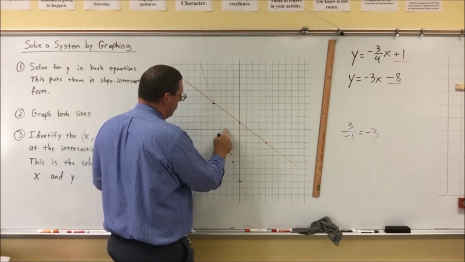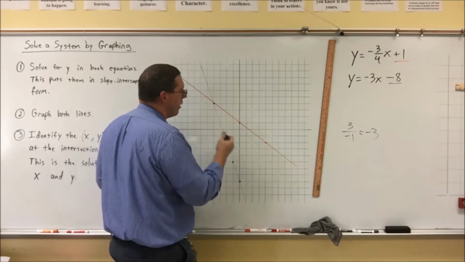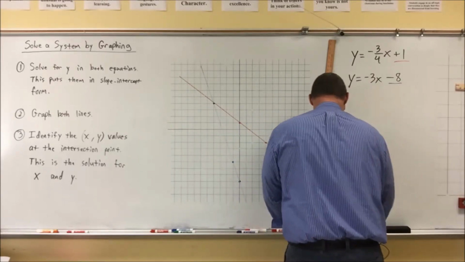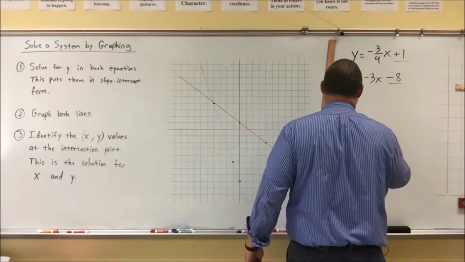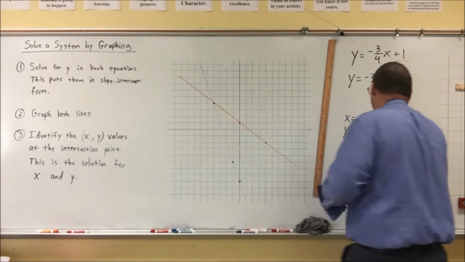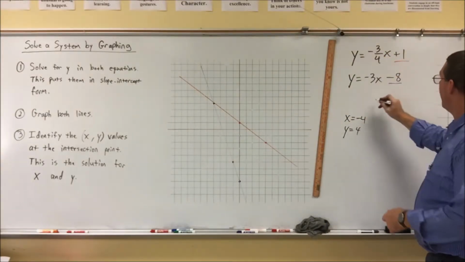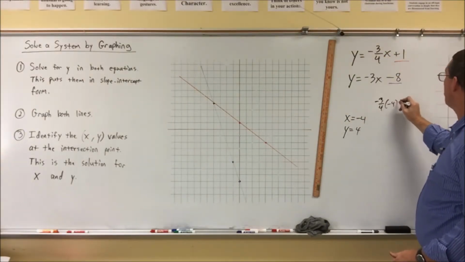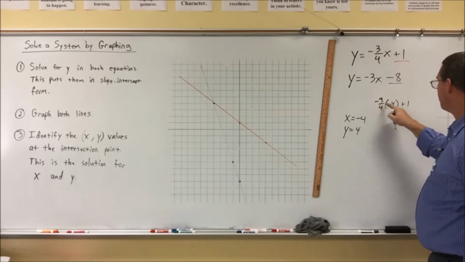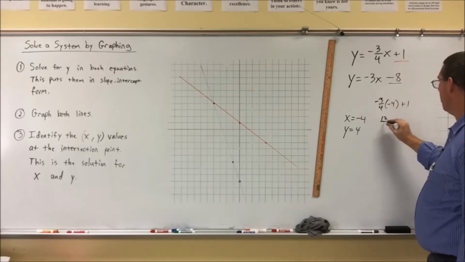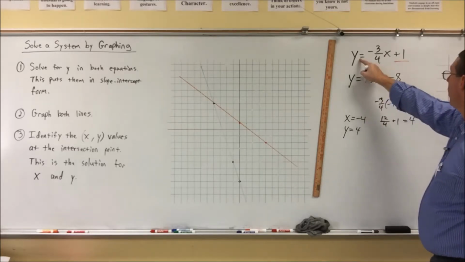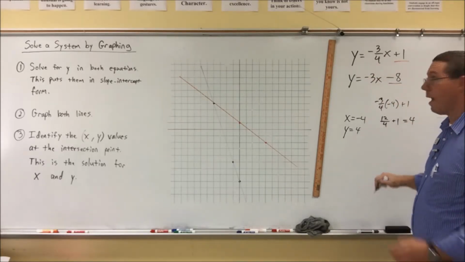So that point right there is negative 4 and 4. So the solution here is x equals negative 4 and y equals 4. Now just to confirm, we can plug these numbers into these equations. If I plug negative 4 into this one up here, I get negative 3/4 times negative 4, plus 1. Negative 3 times negative 4 is positive 12, so I got 12 over 4 plus 1. 12 over 4 is 3, plus 1 equals 4. Y equals 4. Success.